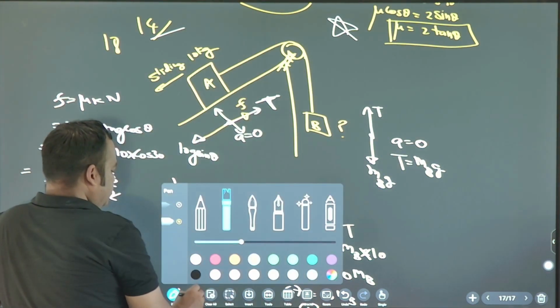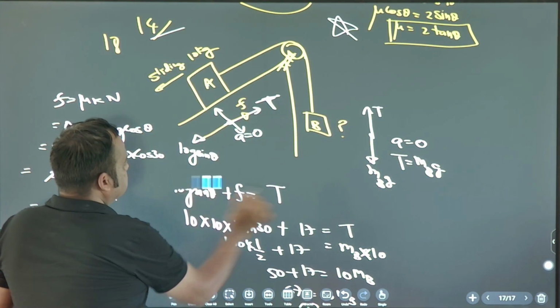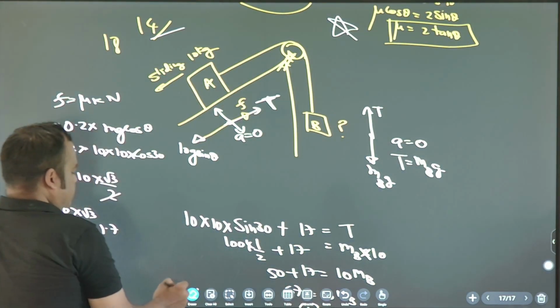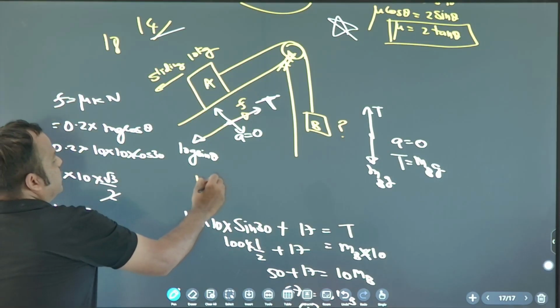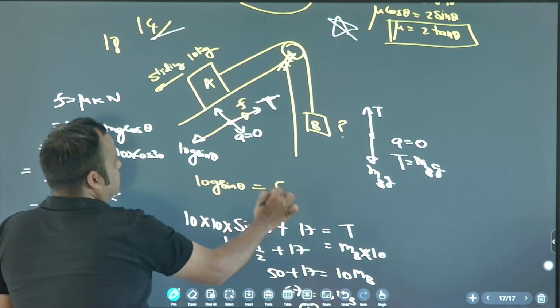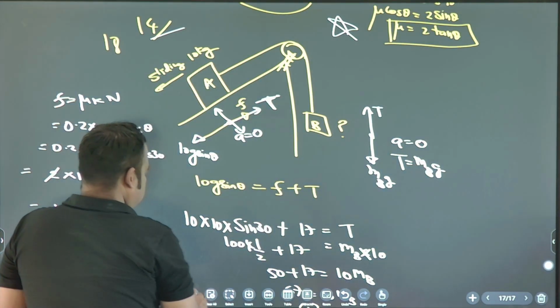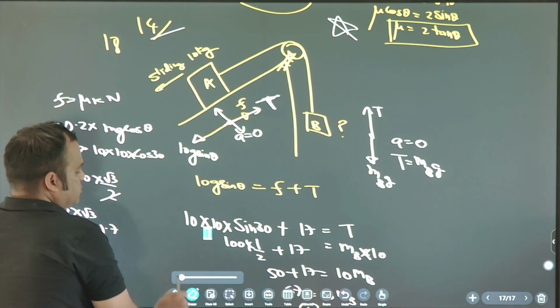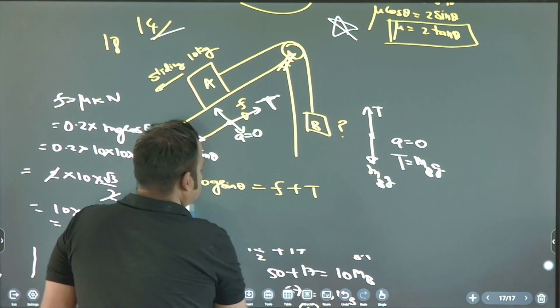So what do you write? A is sliding down. So you will write m g sin theta is equal to F plus T. Okay, now you solve again.